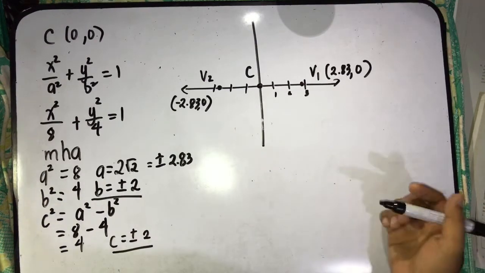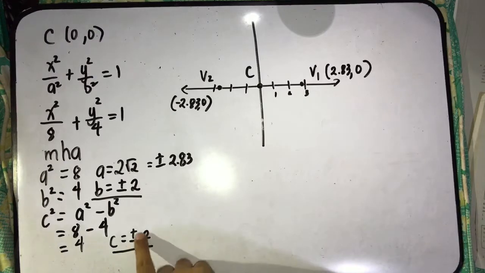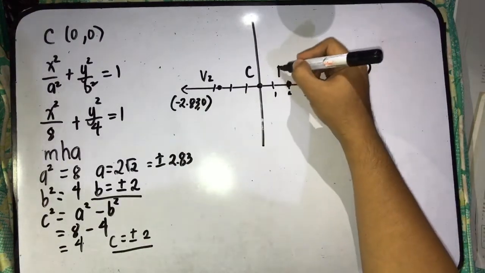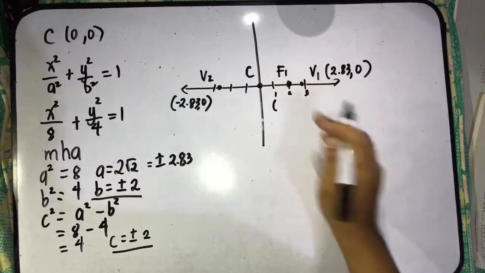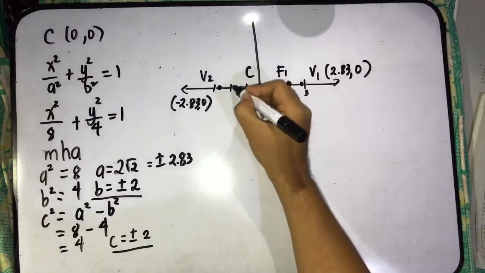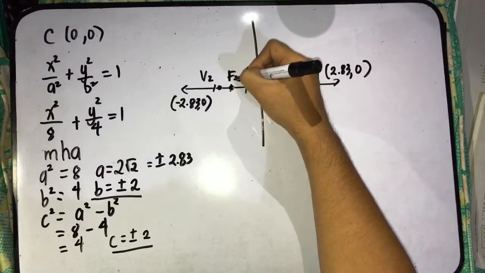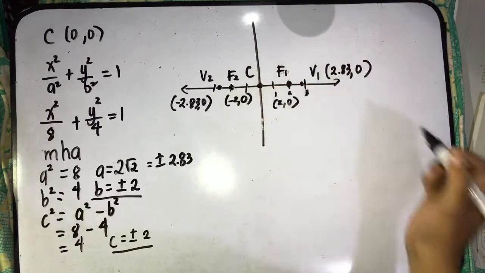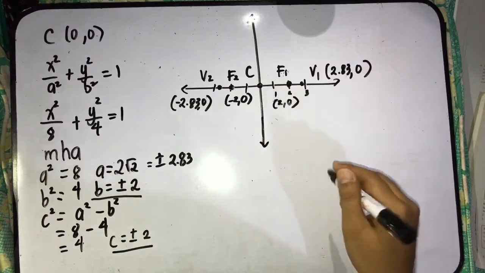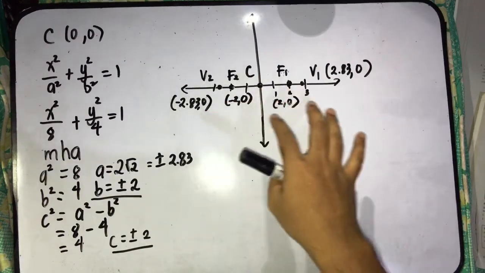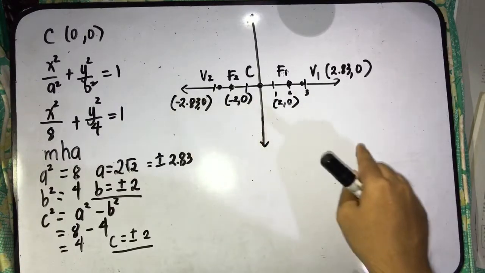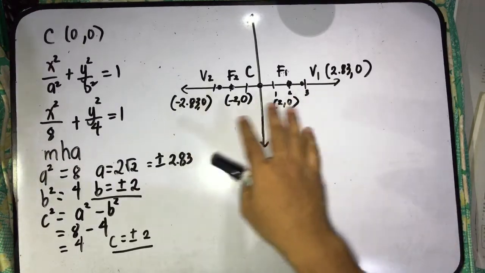Identify naman natin ngayon yung foci. Where is the foci located? The foci is located at plus minus 2. So, this is positive 2, and that is F1. F1 is located at 2 and 0. And F2 would be this one, located at negative 2 and 0. Pag sinabi nating major horizontal axis, the vertices, the foci, and the center will be collinear. Pag sinabi nating collinear, matatagpuan mo lang siya sa isang line. That is your major axis.